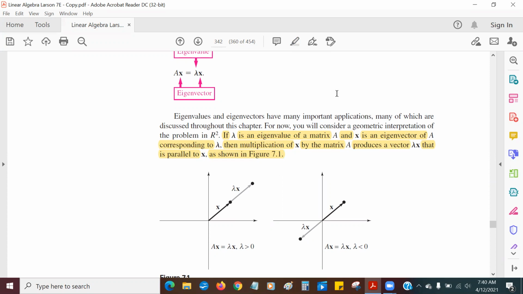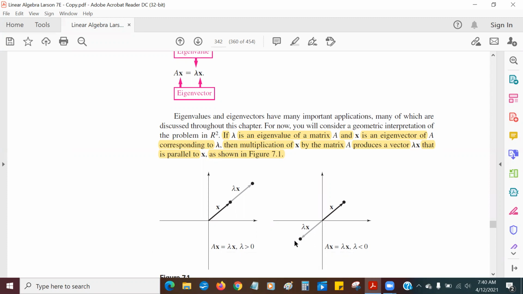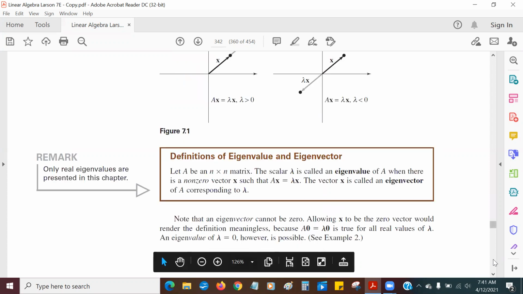So here's x. Here's lambda x. So I'm getting, again, a vector in the same direction. Here's my x over here. Here, obviously, lambda is negative. That's why it goes in the precise opposite direction, the polar opposite direction. So that's what we're talking about. But just to be clear, A is given. Given an A, we want to find an x and a lambda where this could all work.